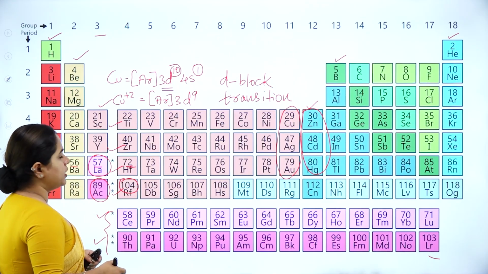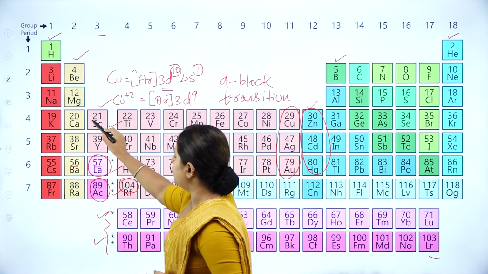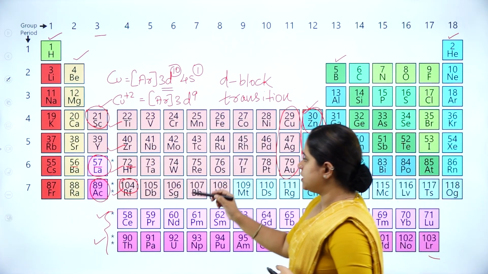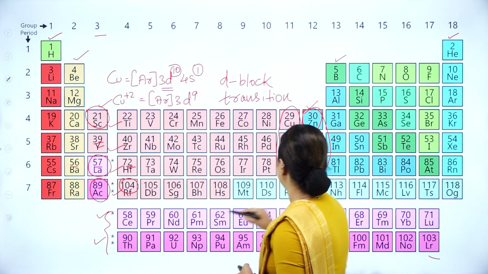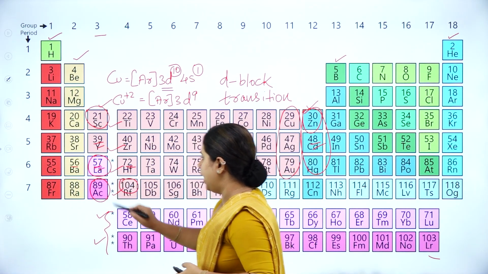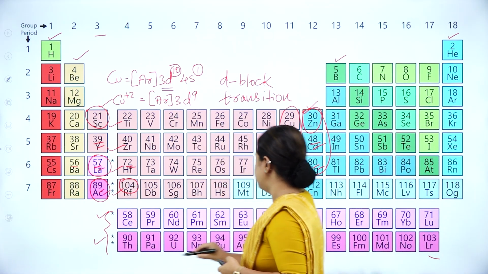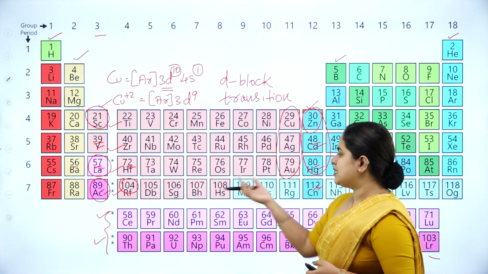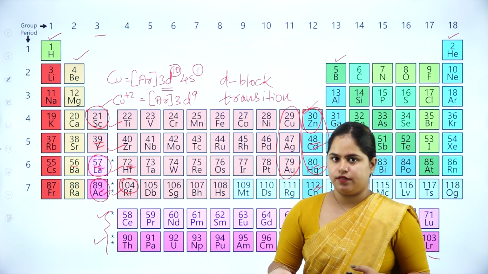So, as you can see here, there are 4 series. The first one is called the 3d series ranging from scandium to zinc. So, that is the first series, 3d series. Next one is the 4d series starting from 39 ending at 48. The next one is starting from lanthanum ending at mercury, right? And the last one is actinium to the atomic number 112, right? Now the 6d series is still not complete. More elements are still being discovered, right?